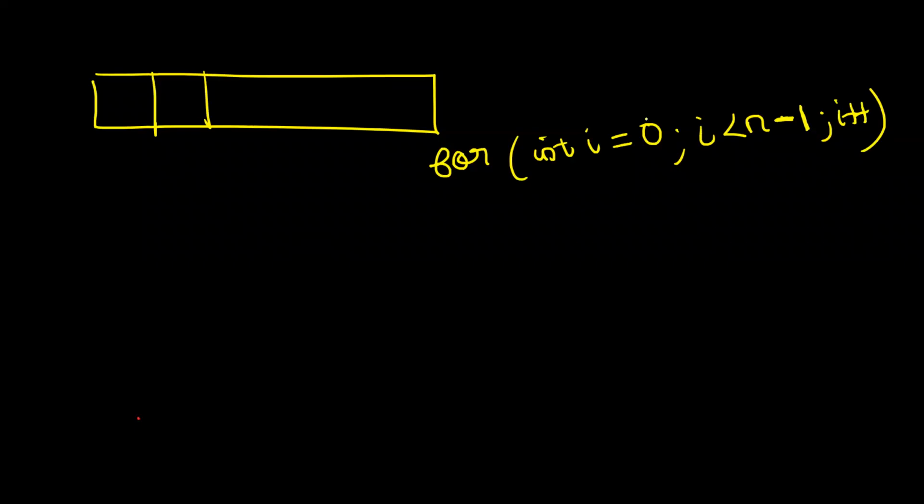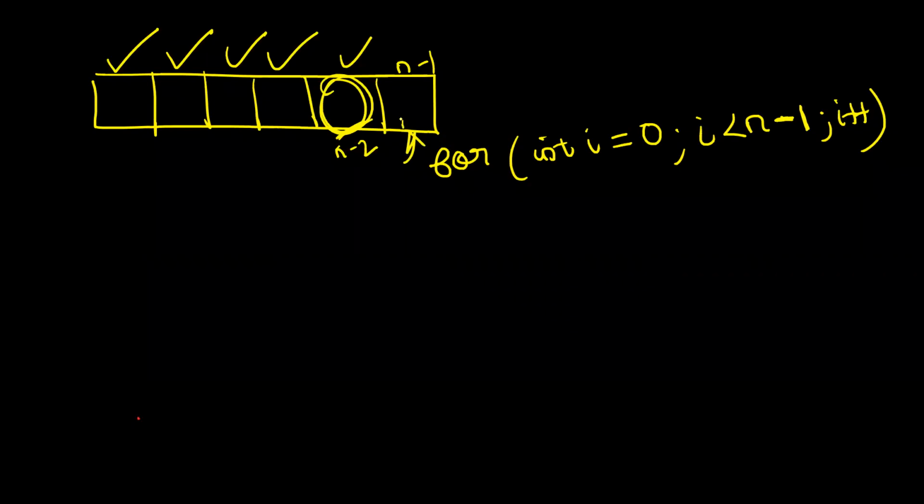First of all, for index 0, I'll search for the correct element. Then index 1, then index 2, then index 3, till index number n minus 2. Do you all agree? Because once you get the correct element for index n minus 2, index n minus 1 automatically has the correct element. So I will go from 0 till index n minus 2 inclusive.